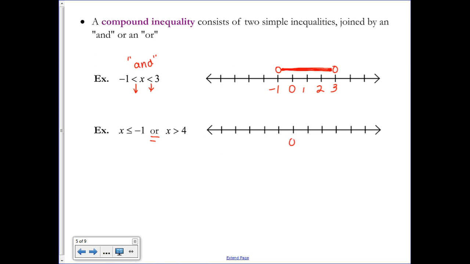So if I put 0 on here, 1, 2, 3, 4, negative 1, I'm going to have one closed circle because x is allowed to equal negative 1 or below, right, less than or equal to negative 1. Then I'm going to put one open circle because x could also be a value that is greater than 4, but not equal to 4.